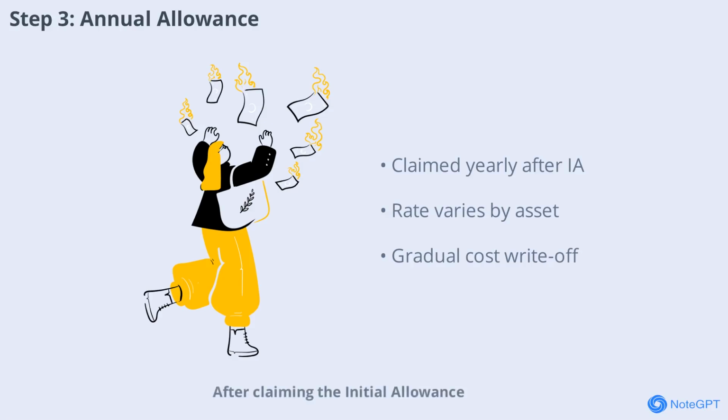After claiming the initial allowance, partnerships can claim an annual allowance on the remaining balance of the asset's cost. This allowance is spread over several years, with the rate depending on the asset type. For machinery, the annual rate is usually 14%. This ensures that the cost of the asset is gradually written off for tax purposes, matching its useful life.